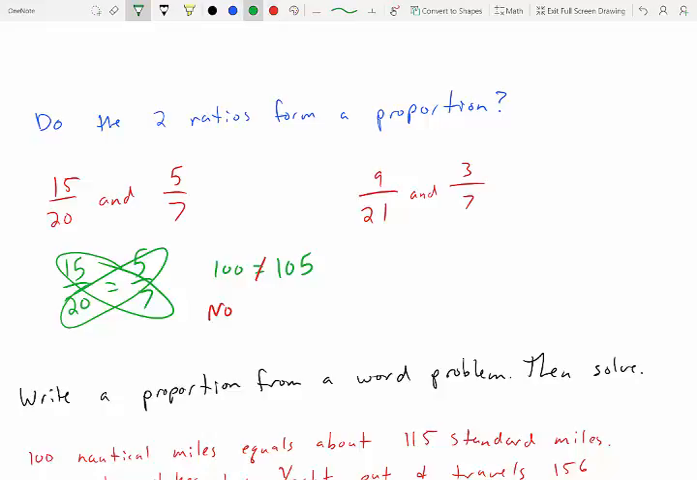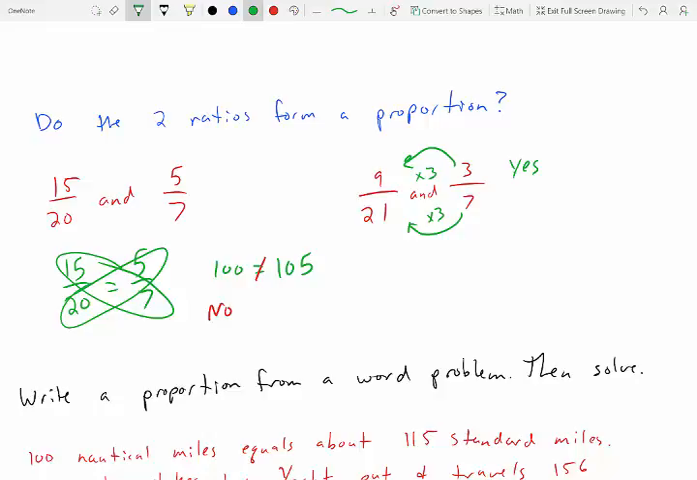Our second example over here, we can do it two different ways. We can use cross products, or we can look at the ratios and see what they have in common. So if I notice, to get from 3 to 9, I multiplied by 3. If I multiply by 3 to the bottom, I get 21. So we know that these two fractions are equivalent, so we know these are also proportions.